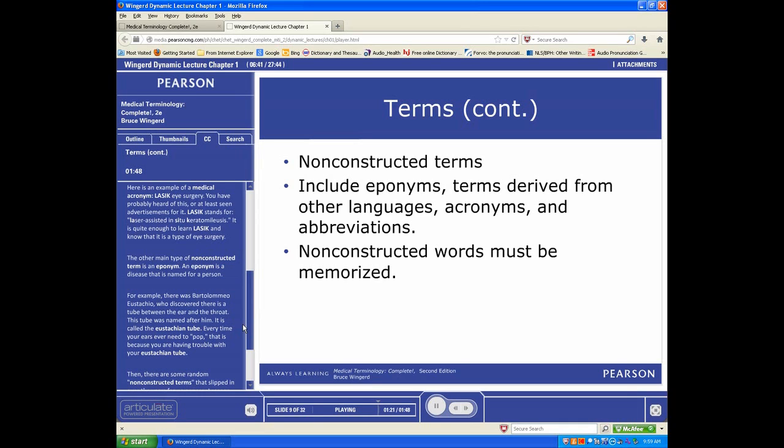Then there are some random non-constructed terms that slipped in over the years for no apparent reason. These terms must be memorized, but your textbook will help make it easy.